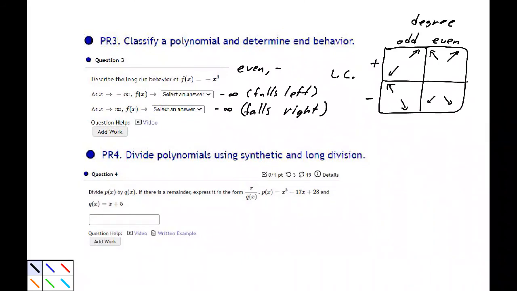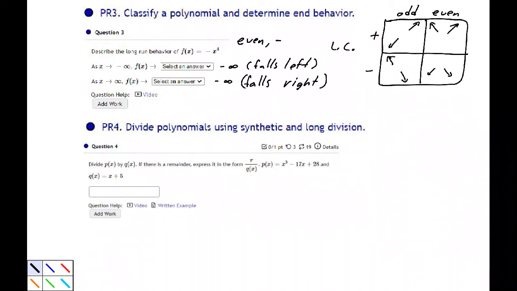All right, now PR4 says divide polynomials using synthetic and long division. Now, with this question, we're told divide p of x by q of x. If there's a remainder, express it in the form r divided by q of x. And we're told that p of x equals x cubed minus 17x plus 28, and q of x equals x plus 5. So what this means we're doing is we're dividing x cubed minus 17x plus 28 divided by x plus 5.